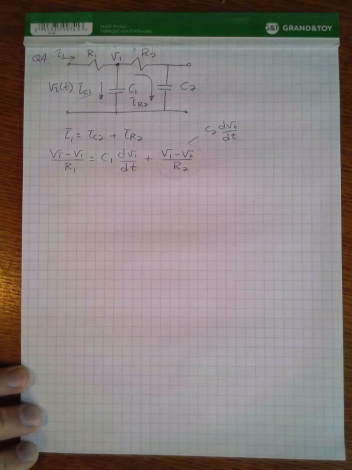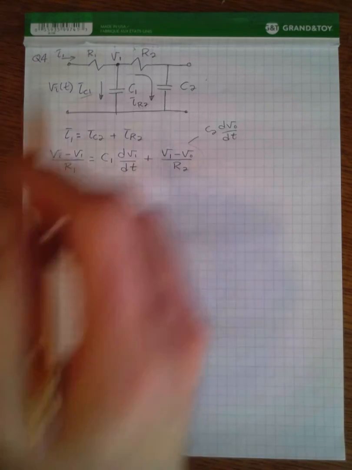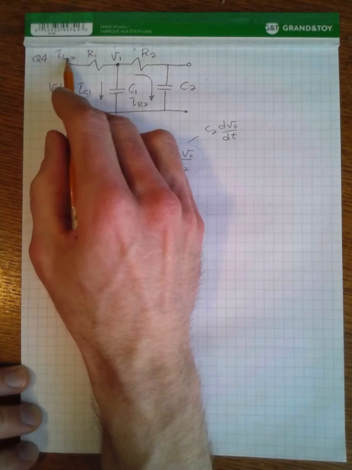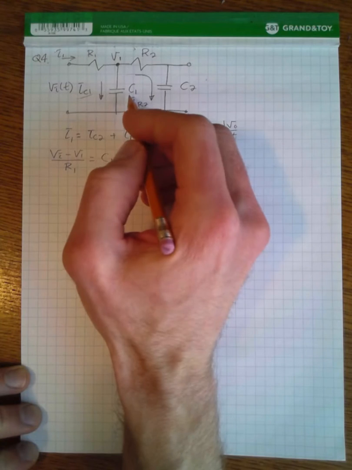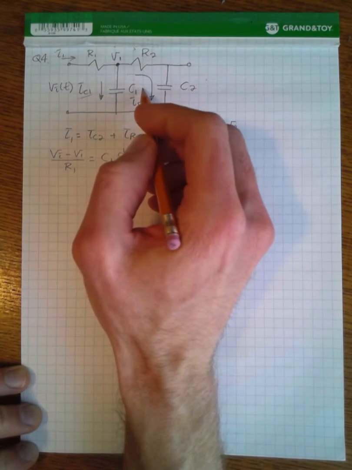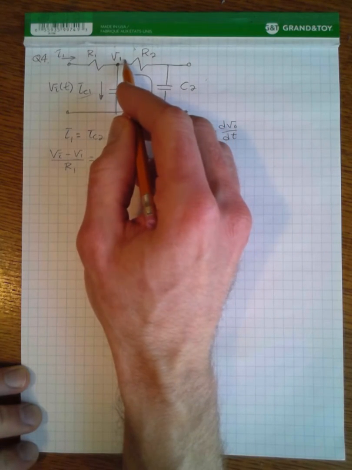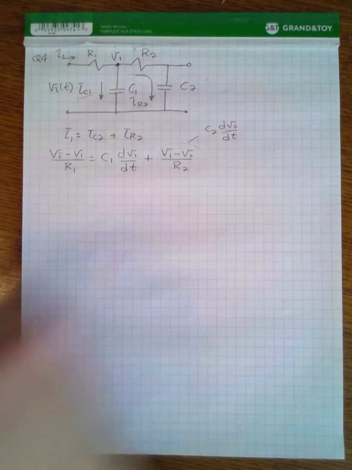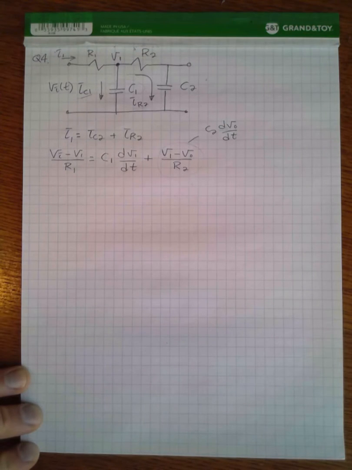A few people also set up a current equation that said basically that the total current flowing into the circuit was equal to the current flowing through C1. They didn't account for the current also flowing through this second branch. So there were some marks off for that as well.